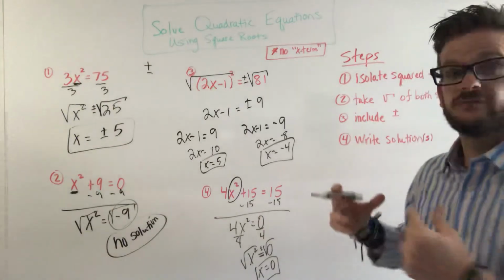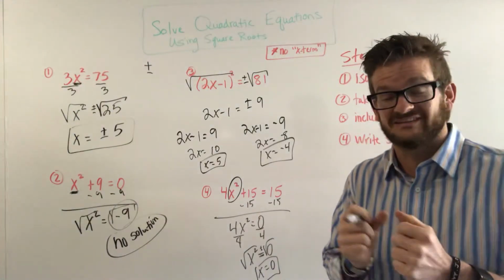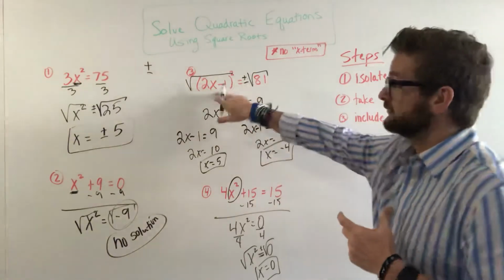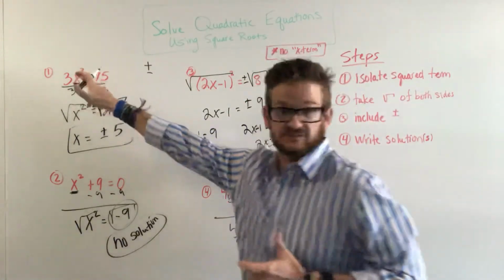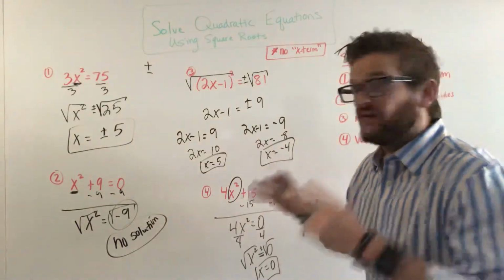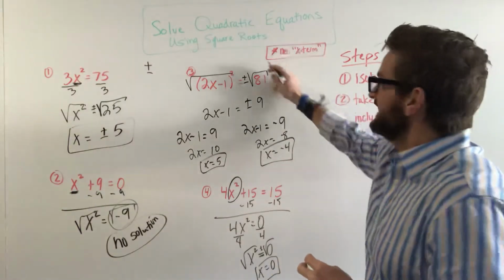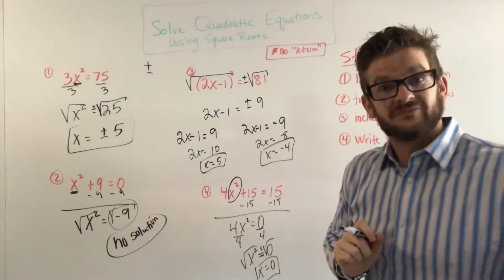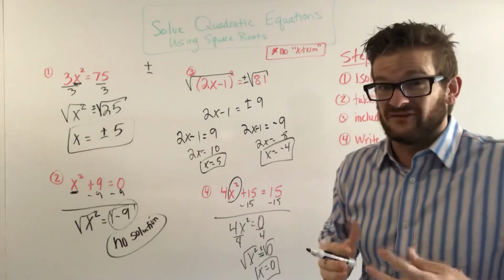In these examples, you saw a few things that always stayed consistent. We always isolated what was being squared. Whether that was a parenthesis, whether that was just an x squared, we always isolated that portion. The second thing that you saw is all of these problems didn't have the single x term. If it has the single x term, we're probably going to choose a different method. Square roots just isn't going to be very helpful.